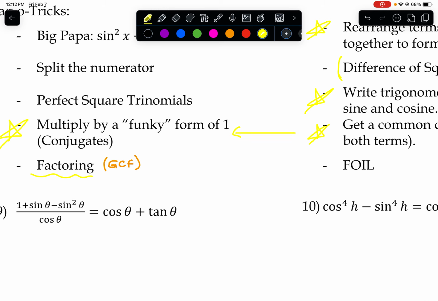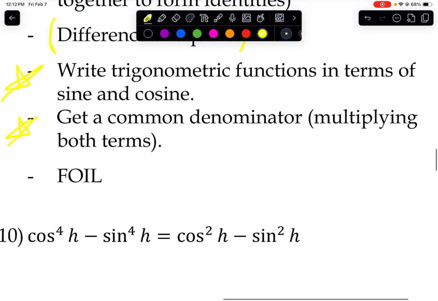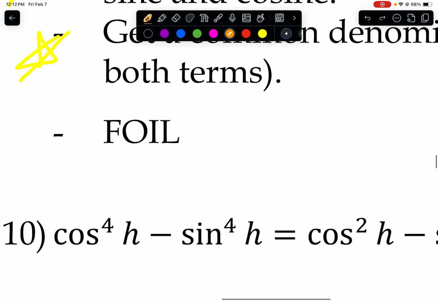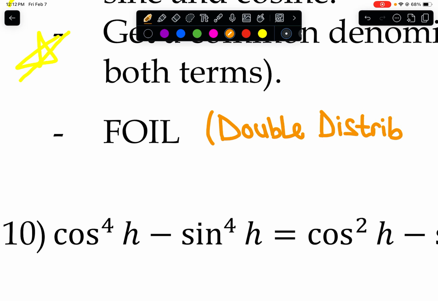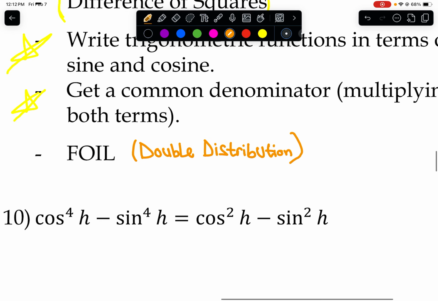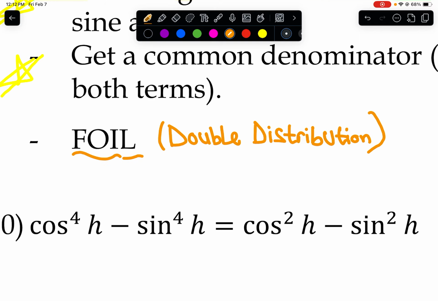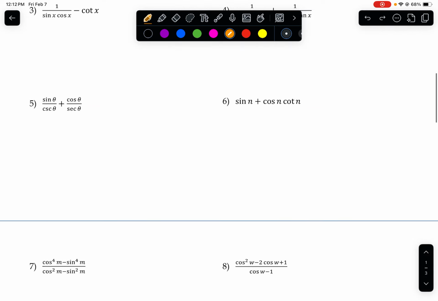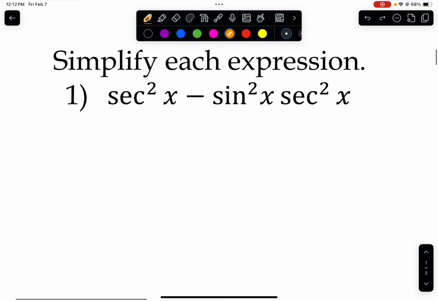So over here, we have it in terms of conjugates. Over here, this is just getting a common denominator. But either way, a funky form of 1 is going to be a really important idea. And then over here, we also have FOIL, which is another way of doing double distribution. I know FOIL is not technically a mathematical term, it's just kind of an acronym, but the mathematical way of doing it is a double distribution. All right, so knowing all these tricks and all these ideas, now let's get into simplifying.